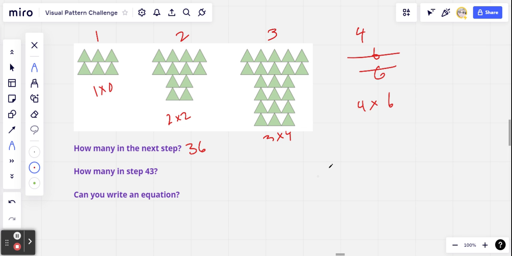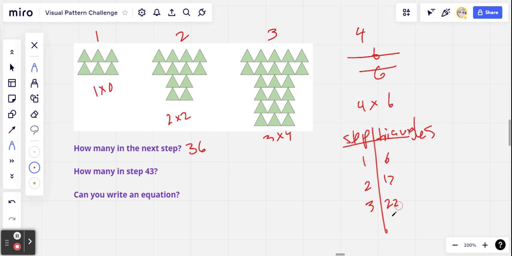And just looking at how this grows, I'm thinking we're going to have a quadratic pattern here, but let's go ahead and analyze the numbers and see if we can get some clues about how our equation should look from that. So we'll make a chart with the number of triangles and the step number. So in step 1, we've got 6. In step 2, that's 8, 12. In step 3, what is that? 22. And in step 4, we're predicting 36.